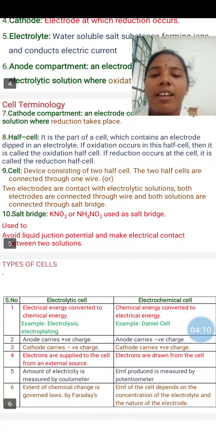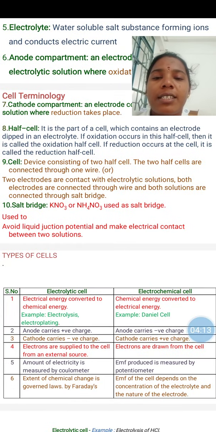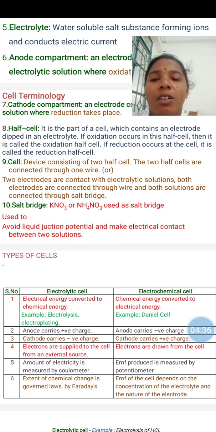Finally, the cell. A cell is a device consisting of two half cells. The two electrodes are in contact with the electrolytic solutions. Both electrodes are connected through a wire. Both solutions are connected through a salt bridge. For the salt bridge, KNO3 or NH4NO3 is used. It is used to avoid liquid junction potential and to make electric current flow between two solutions.